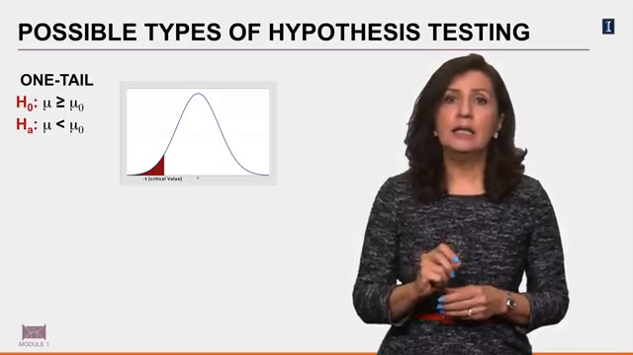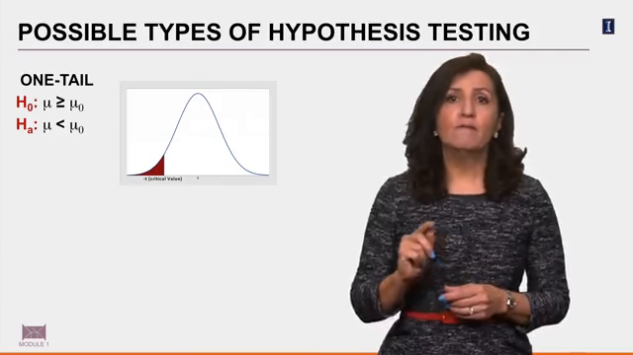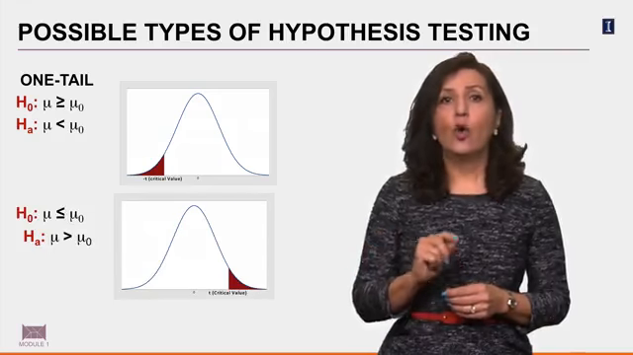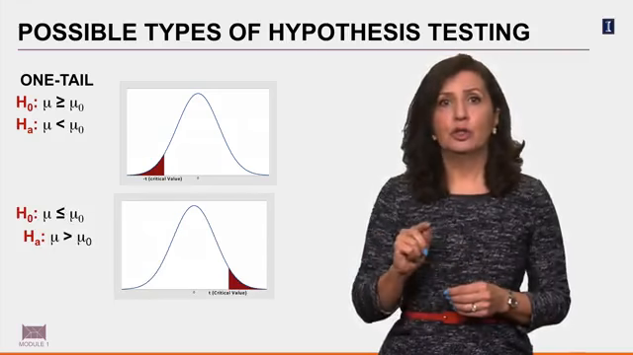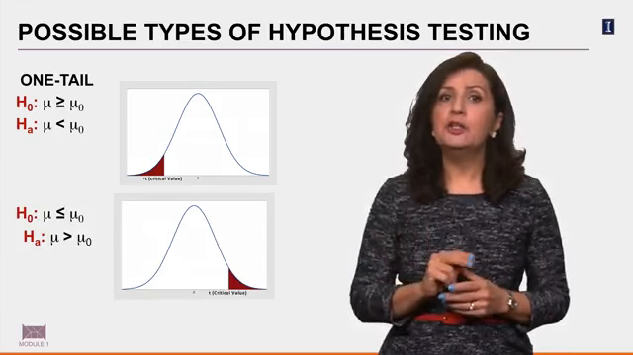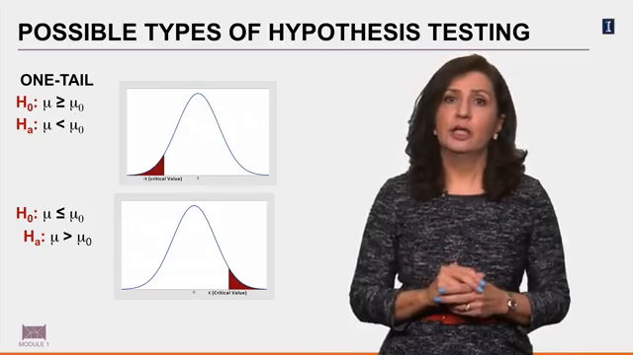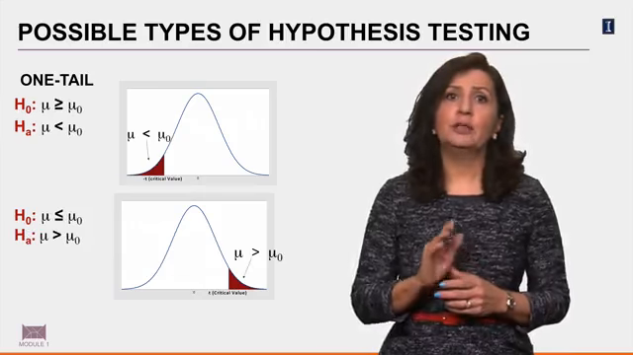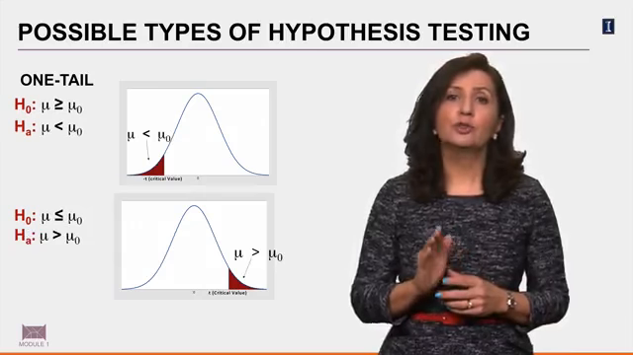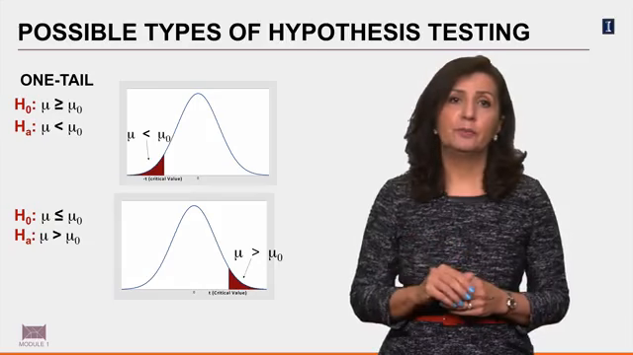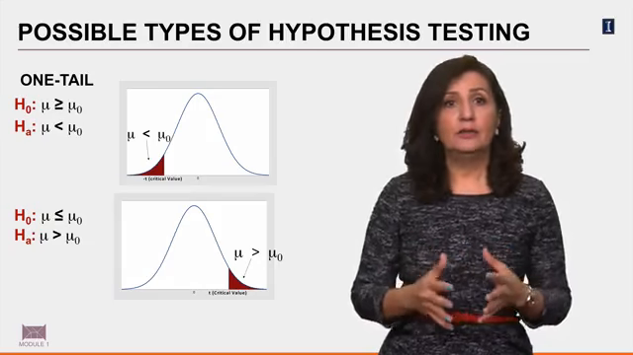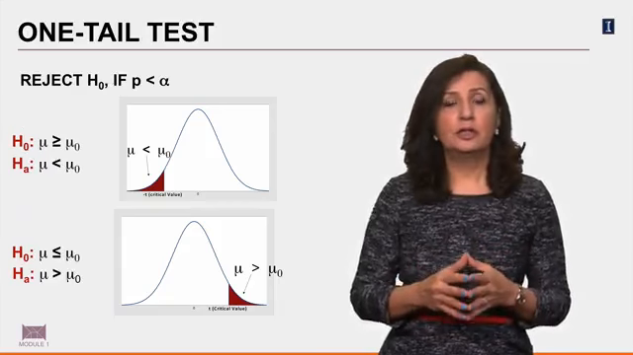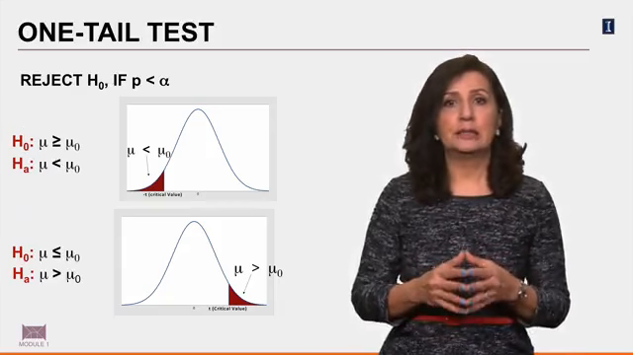If you're testing greater than or equal versus less than, or less than or equal versus greater than, then you're conducting a one-tail test. The rejection region is only on the tail that corresponds to the sign of the alternate hypothesis. In case of a one-tail test, reject the null hypothesis if p is less than alpha.